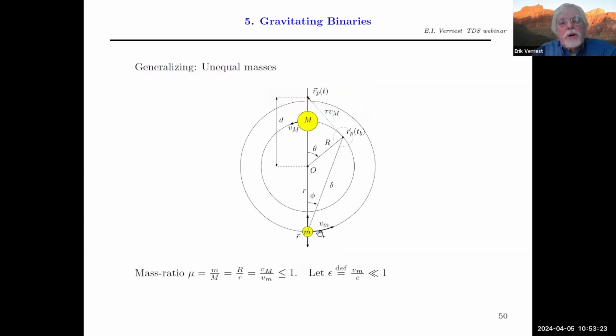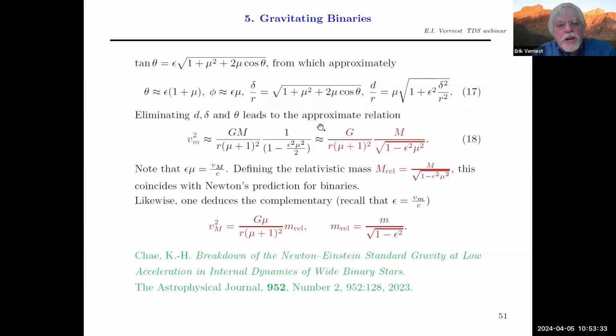I've checked this also for binary systems that have unequal masses, and then they, of course, rotate on different radii. It gets a little bit more complicated, but again, each of the masses can be replaced by their relativistic mass, which will be different because they move now at different orbital velocities. But what we find is that the exact same relation comes out as Newton's relation, but we have to replace the mass by relativistic mass.